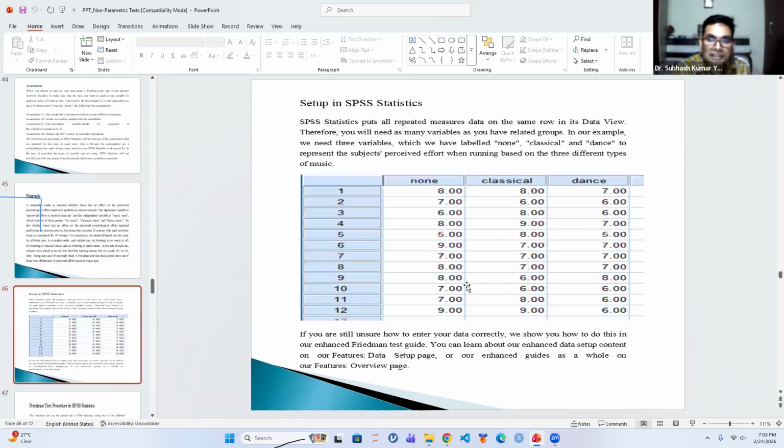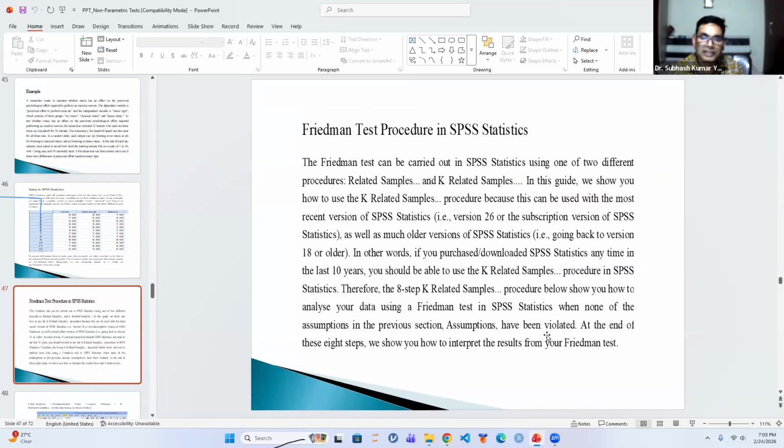See here, this is the setup: one person is running on the treadmill with no music, with classical music and with dance music. We see whether the exercise effect is the same or not. So we will calculate the median. The null hypothesis is that the medians of all three groups are equal. So let us see what happens with the data.